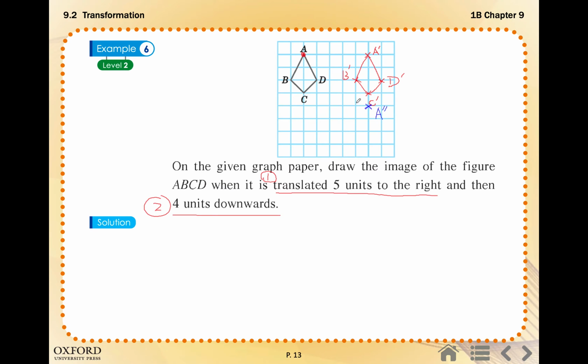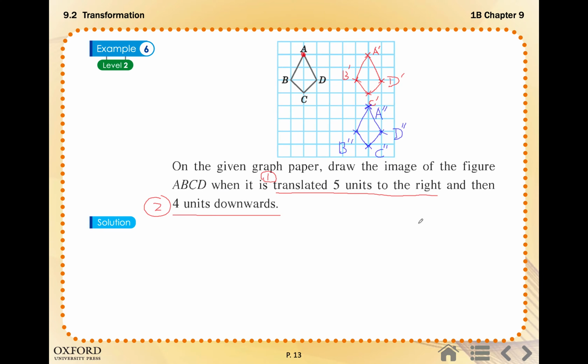And B, 1, 2, 3, 4. That means here is B double dash. And do the same for C, 1, 2, 3, 4. That means up to here, C double dash. And lastly, for D, 1, 2, 3, 4. That means up to here, this is D double dash. So for the translation, it may be 2 steps of translation. Just do it one by one, and then draw the final figure here. So the blue one is the solution lastly, because we have to do the 2 steps of the translation.